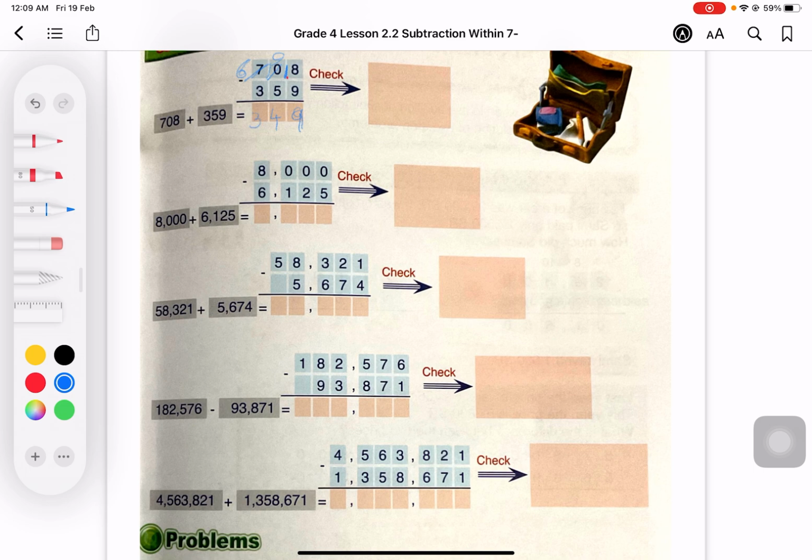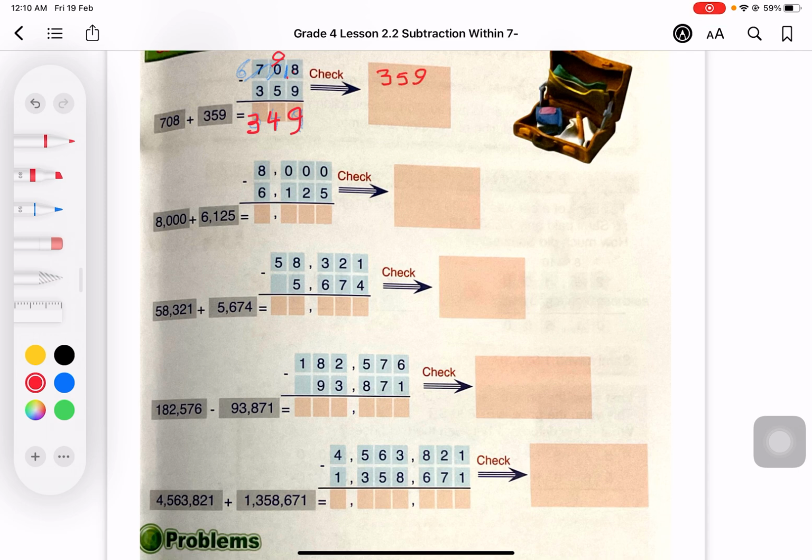So the answer is 349. Again, 8 minus 9 you can't, the 8 is smaller. So you go to the 10, the 10 has 0. So the 0 will go to the hundreds. The hundreds become 6. This will be 10, then it will become 9. And this will become 18. 18 minus 9, 9. 9 minus 5, 4. 6 minus 3, 3.